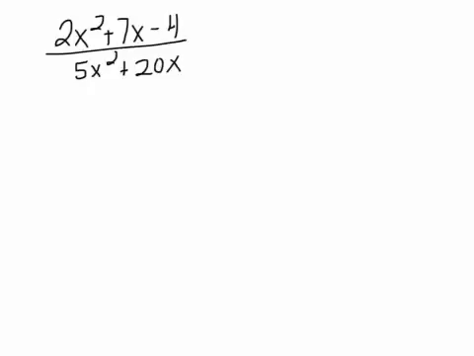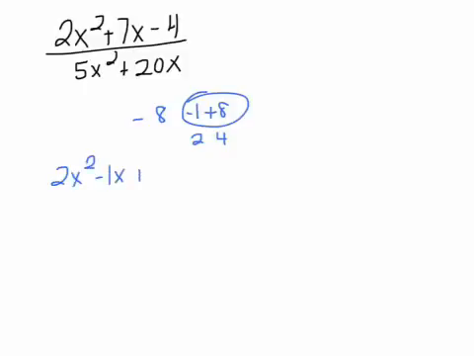When I factor this, the first thing I'm going to do is 2 times -4, which is -8. So I want factors of -8. 1 and 8, 2 and 4, and they have to subtract to give me 7. So this will be positive and this will be negative. So I'm going to rewrite my top part as 2x squared minus 1x plus 8x minus 4, because this piece right here simplifies to 7.